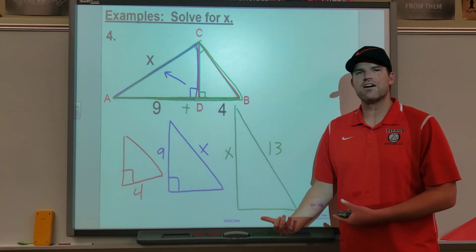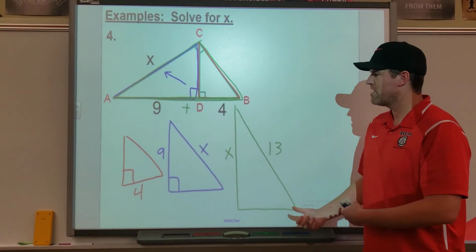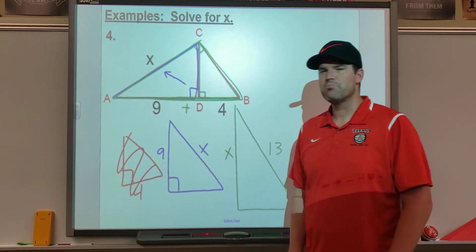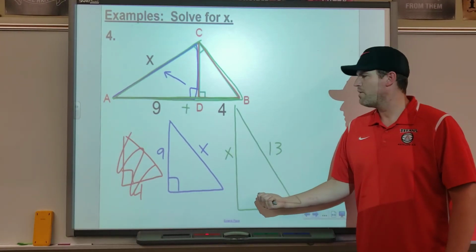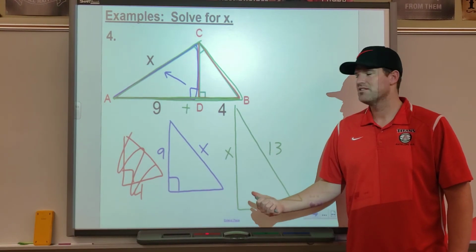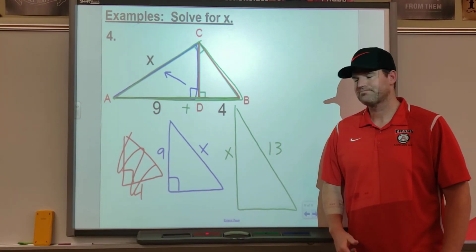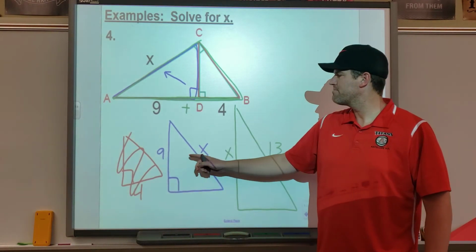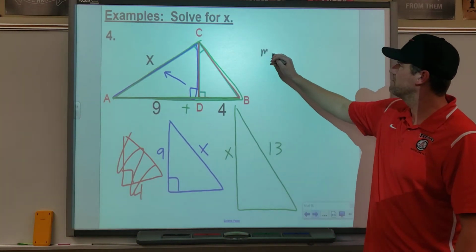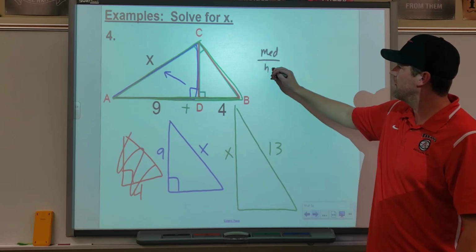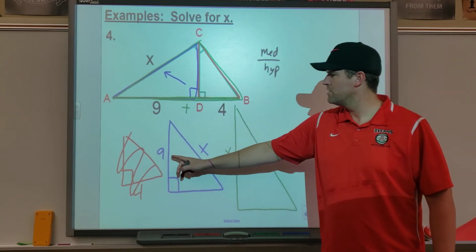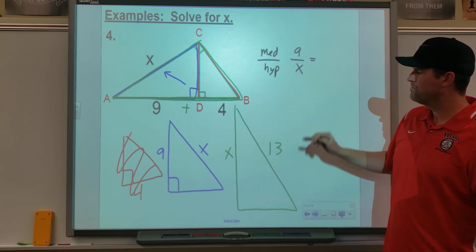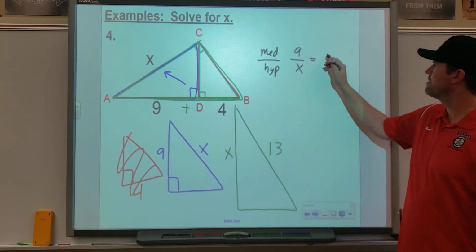So now based on this information, based on the triangles we drew out, we know we're not using this one because it only had one piece. But what equation could I use to solve this problem? Well, that's right. If we take medium side over hypotenuse, medium over height, we could do 9 over x, which would equal x over 13.